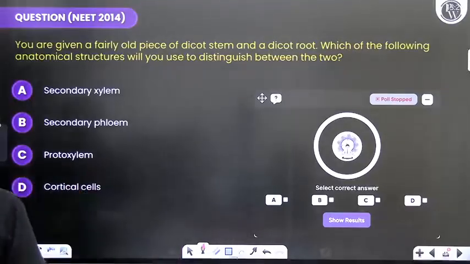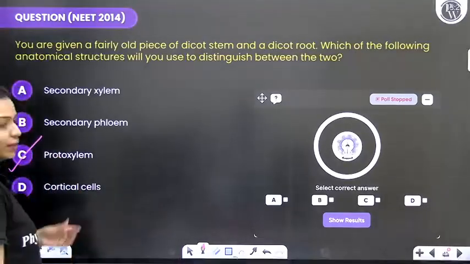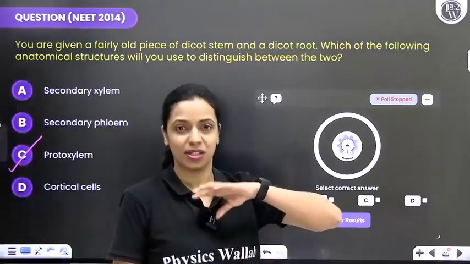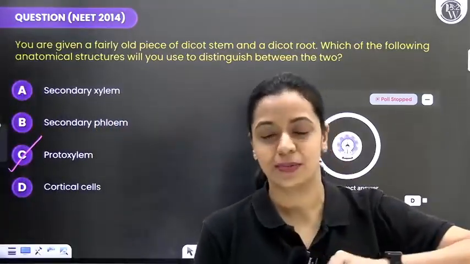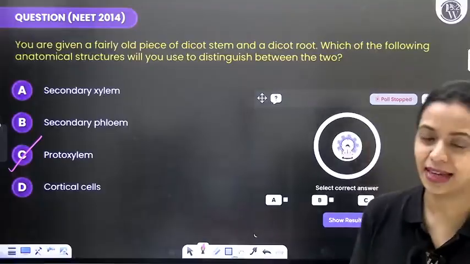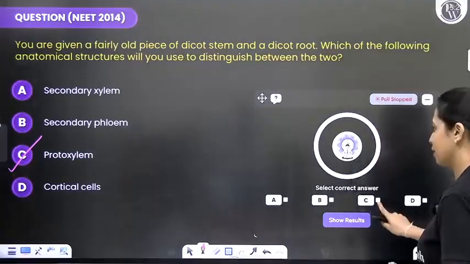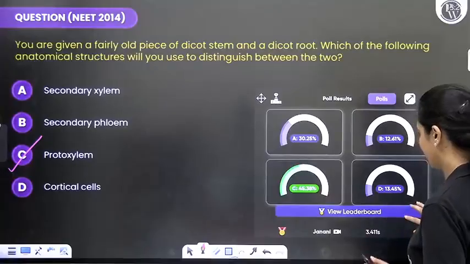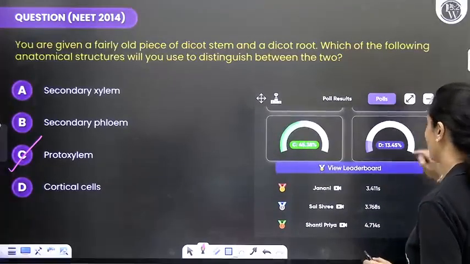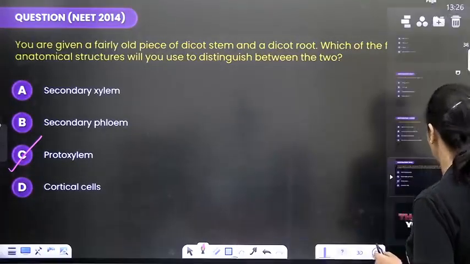We can find out from the position of protoxylem. If protoxylem is facing towards the pith, then it is stem. If protoxylem is facing towards the periphery, then it will be root, right? So based on the position of protoxylem, you can find out. Janani, Sai, Shri and Shanti Priya are in the top 3.